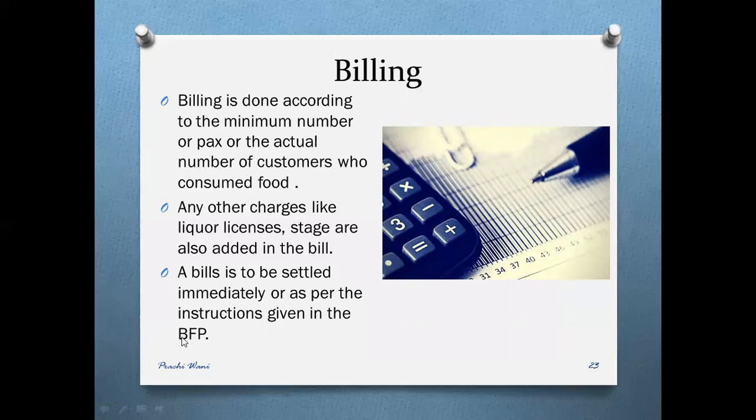Billing. Billing is done according to the minimum number of packs or the actual number of customers who consume the food. For example, on your BFP, it is written as minimum guarantee 50 and maximum guarantee 55. Okay, but you had only 53 people who consumed the food, so the bill will be raised for 53 people. Any other charges like liquor license, stage are also added in the bill. A bill is to be settled immediately or as per the instruction given in the BFP.